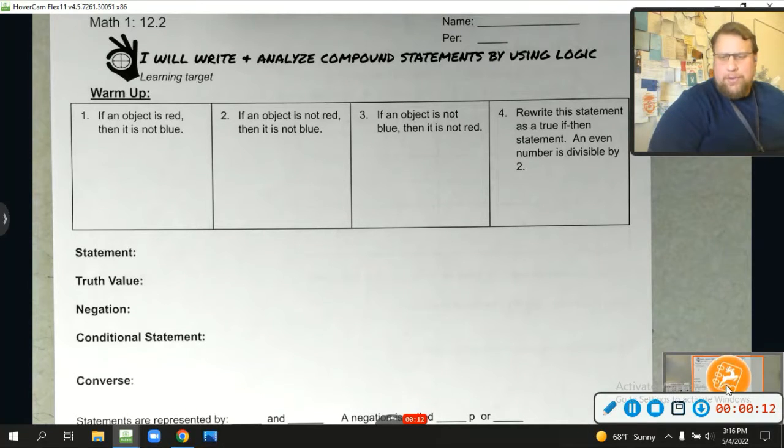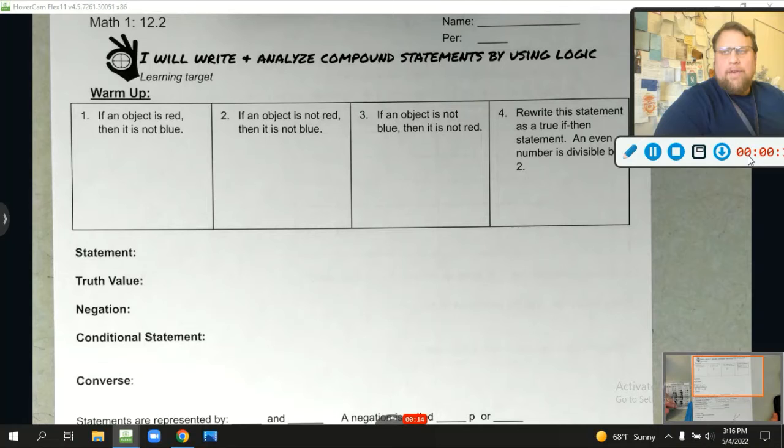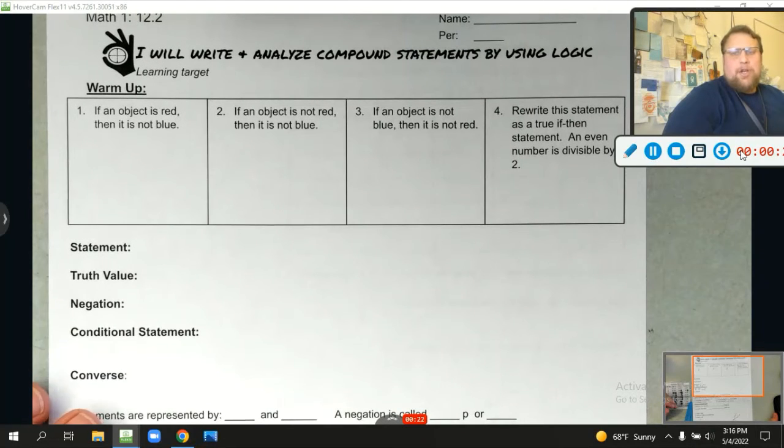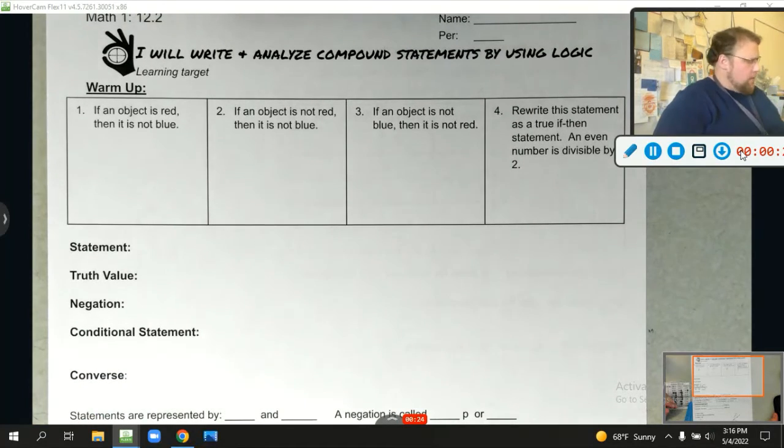Welcome to 12.2. Your learning target, I even wrote it down for you because we've got a bit of writing to do today: I will write and analyze compound statements by using logic. For the rest of this lesson, I'm expecting that you're pausing in between, trying things out, pausing when you need to write down vocab, all that good stuff, and then hitting play so you can see me boot scoot through instead of sitting here waiting. So again, pause this, work through this warm-up. We'll talk in a moment.